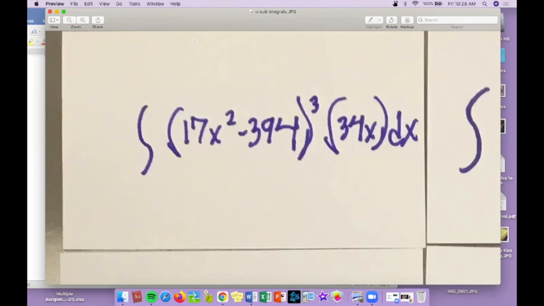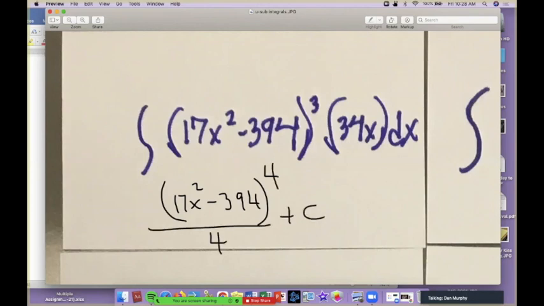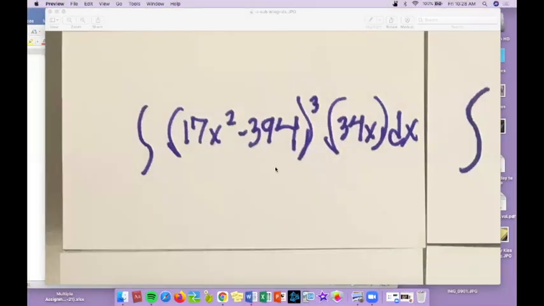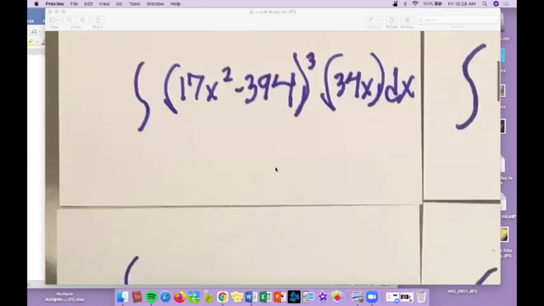Okay, that's 10 seconds. Now what I'm looking for in this is I see this as 17x squared minus 3x to the fourth over 4 plus c. Yeah, that's it. All right, let's go to the next one. By the way, if you're not sure, you can do these on your own time with paper and pencil.